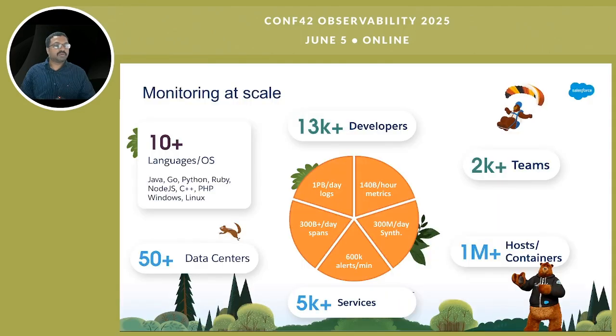To give a little bit of context about the scale at which we operate, we are responsible for providing observability for over 1 million hosts and containers. More than 2,000 teams and 13,000 developers are actively engaged on our platform. To give a little bit of an idea about the telemetry volume, we handle around 140 billion time series every hour, more than 300 billion spans a day, and more than 1 petabyte of log volume every day.